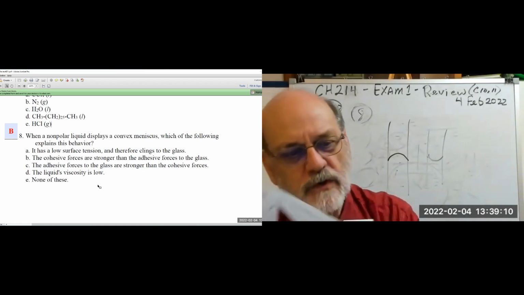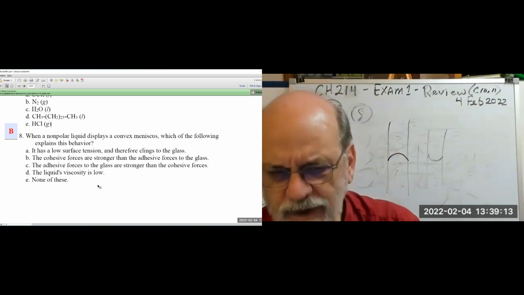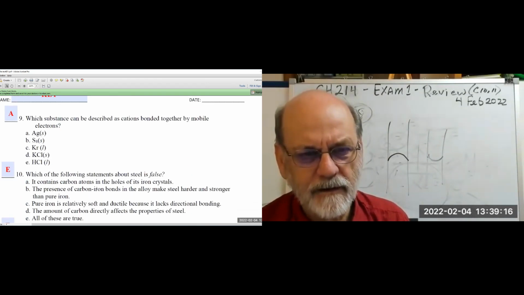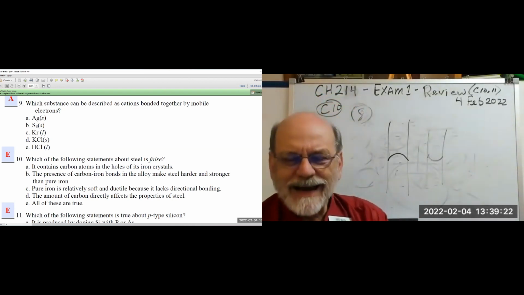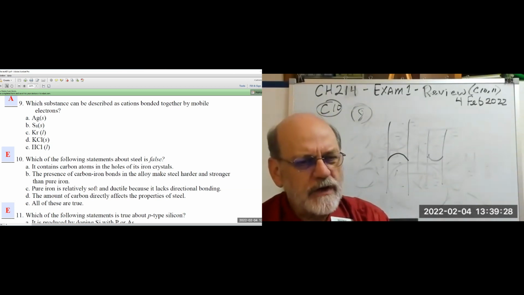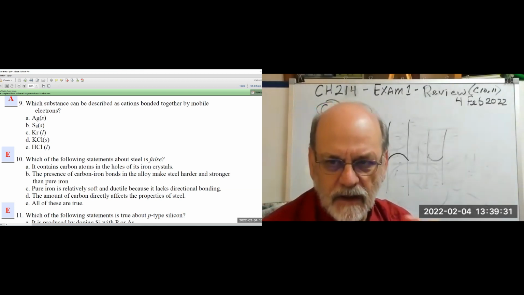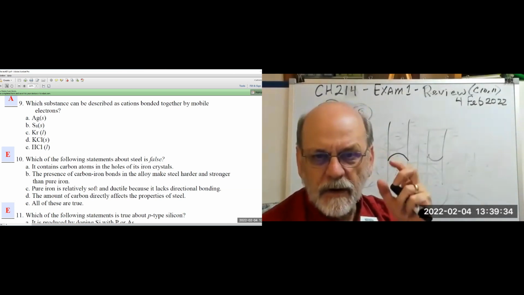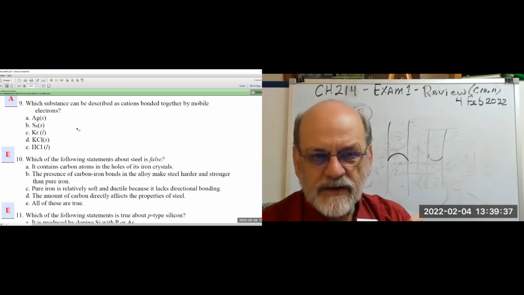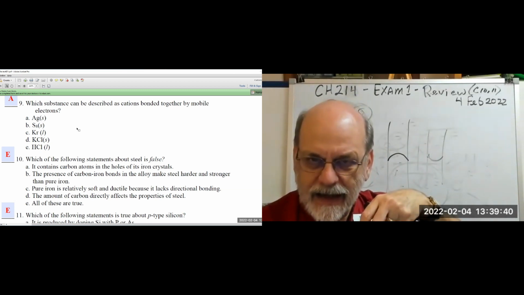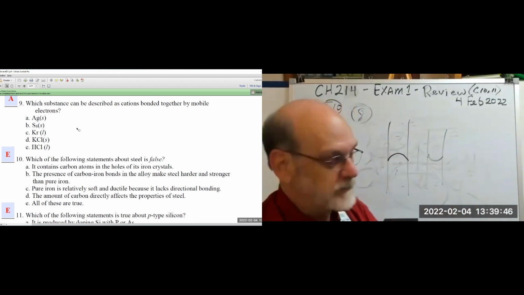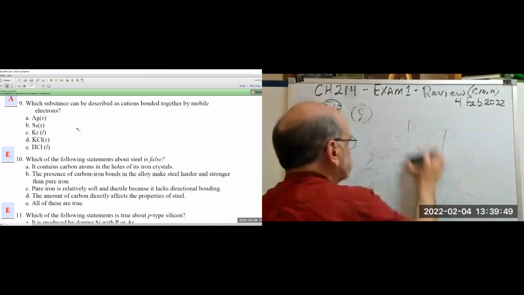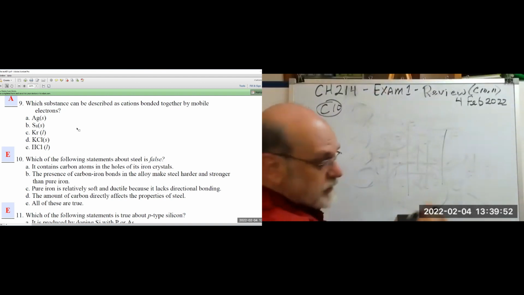So let's move on to, my goodness, number 9. Which substance can be described as cations bonded together by mobile electrons? Okay, I'm not sure if we hit on this one very hard in the lecture part of the course. But what they're describing here is a visualization of how metals bind together.